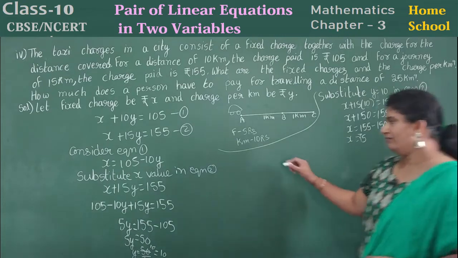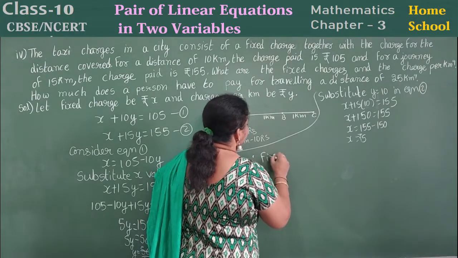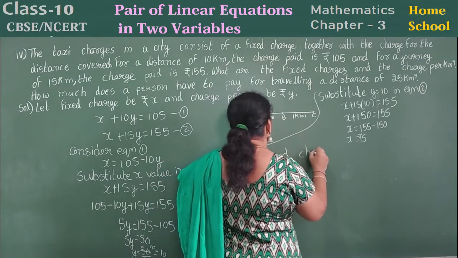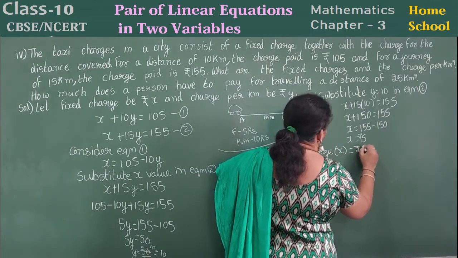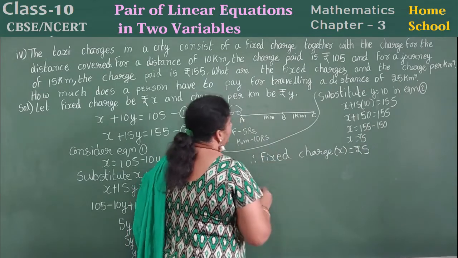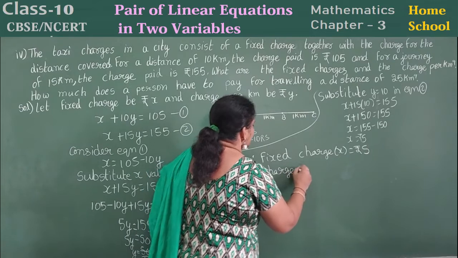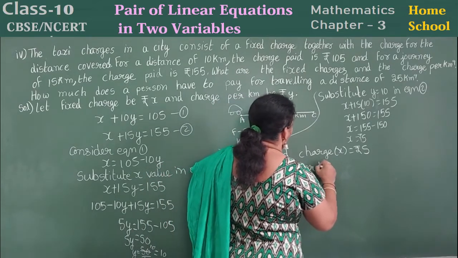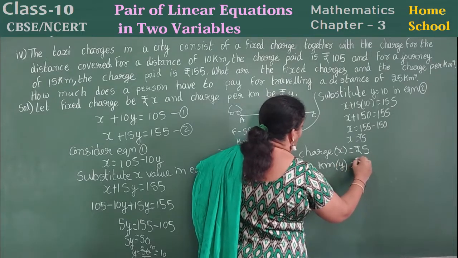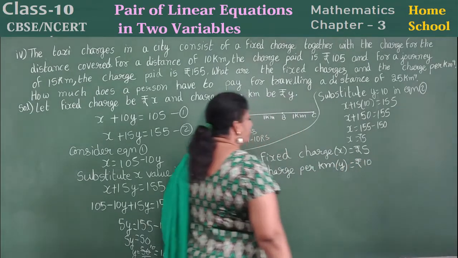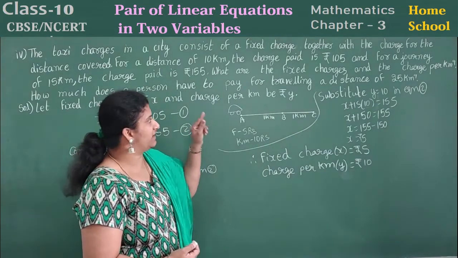Yes or no? Therefore, what can you write here? Therefore, fixed charge x is equal to 5 rupees, and charge per kilometer, what have we assumed? y. What is that y? 10 rupees. Is the problem completed? No. One more question is asked there.